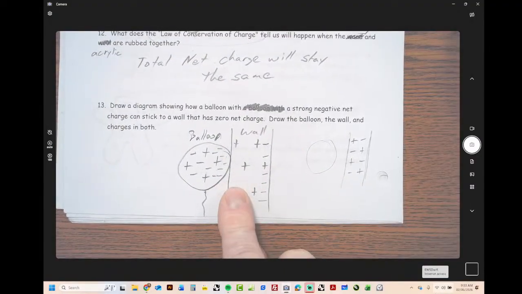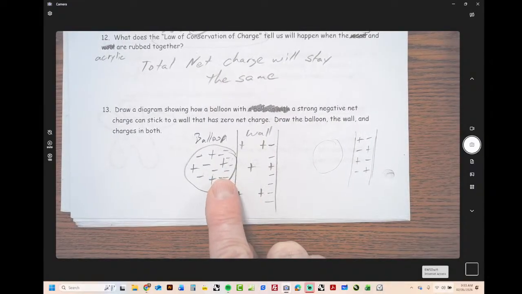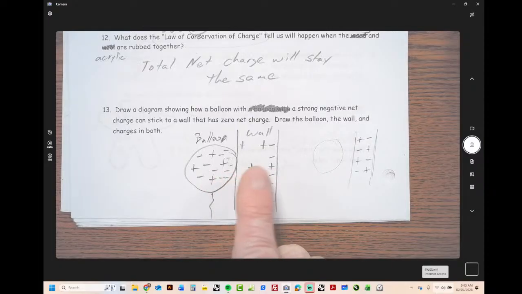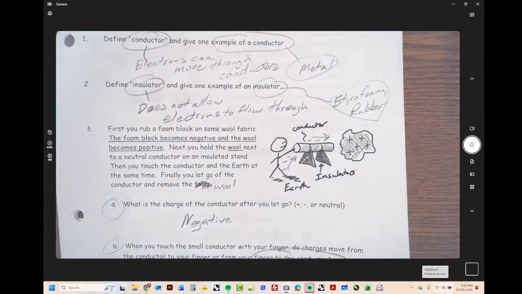And I want you to understand polarization. So something like this balloon can polarize something else, and when it polarizes it, it does it by making the charges move, and which charges can move? Electrons. So that was the first quiz.